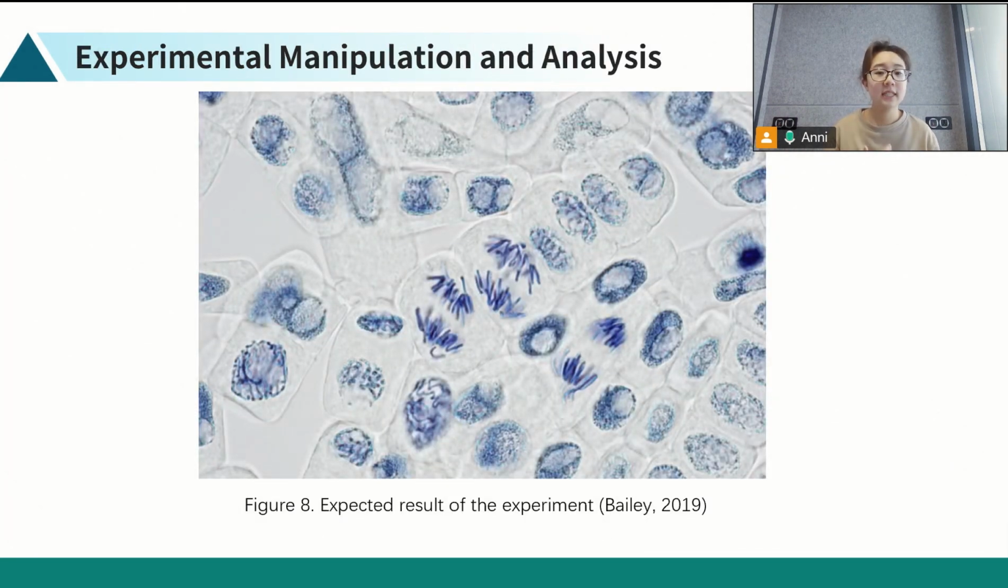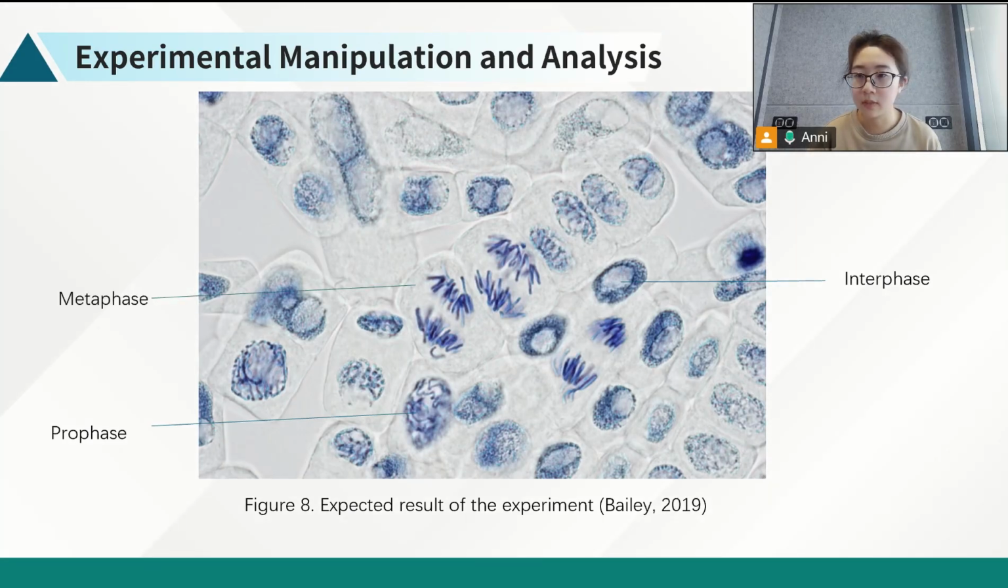Okay, so this is what we expect to see in the experiment. Let's observe what stages we can see. So first, this is a cell in the interphase. The cell in the prophase. You can see that the chromosomes condense and the spindle begins to form.